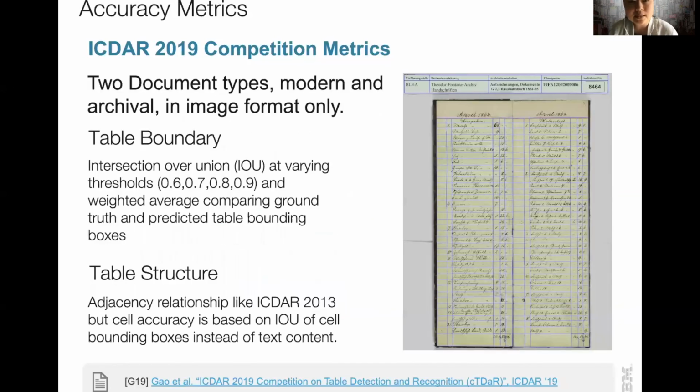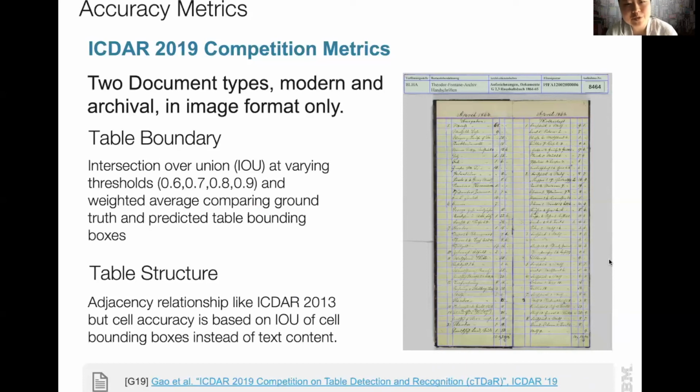In 2019, there was also a table extraction competition at ICDAR. In this case, it was much more image focused. And there were also 2 different document types, modern and archival, and an example of an archival document was shown here.